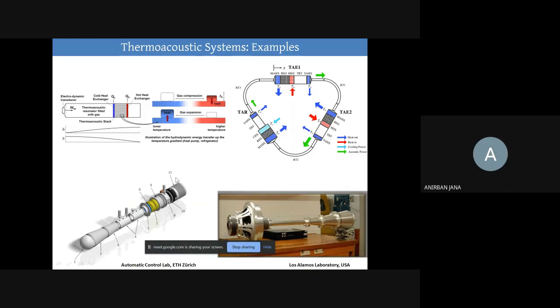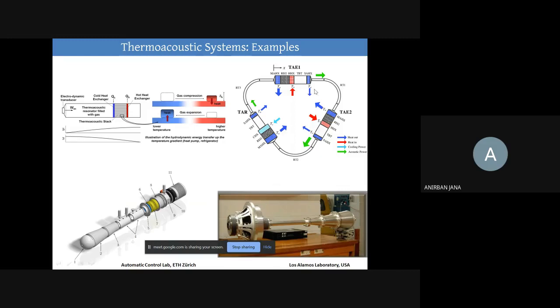And this is one example of a thermoacoustic refrigerator, which is at ETH Zurich. They have developed this device, and it's not really commercialized, but they can show the effect which is happening. This is again at the Los Alamos Lab, US. They are the team which is specializing in thermoacoustics.